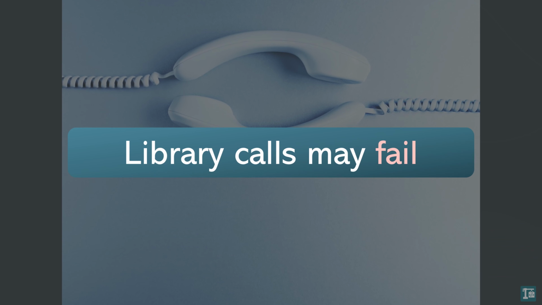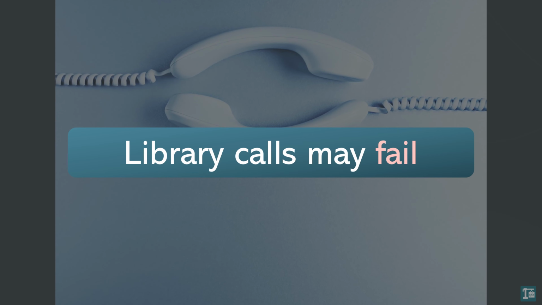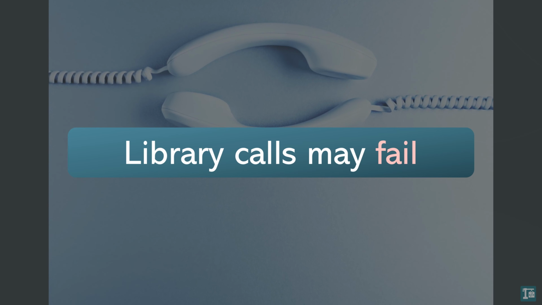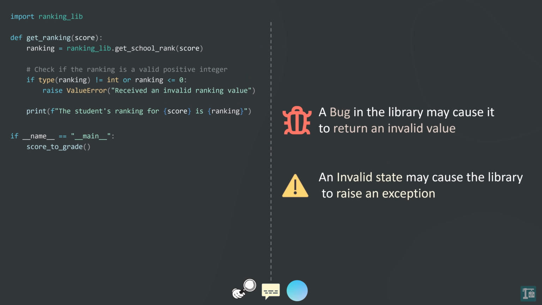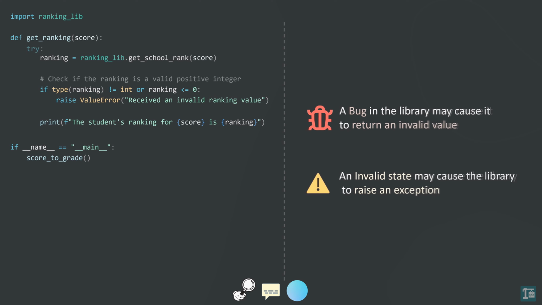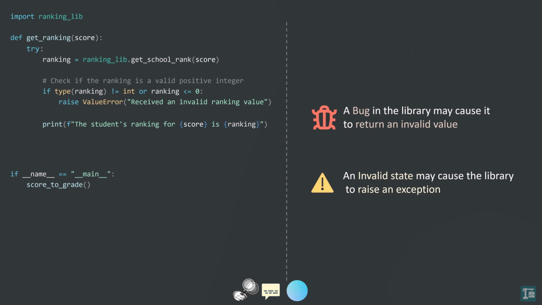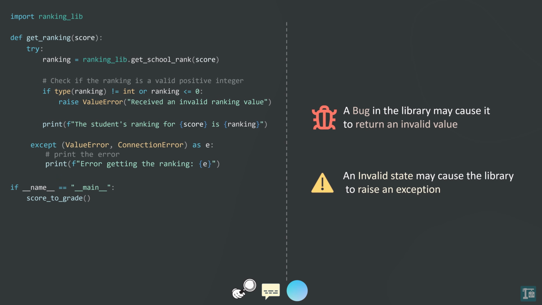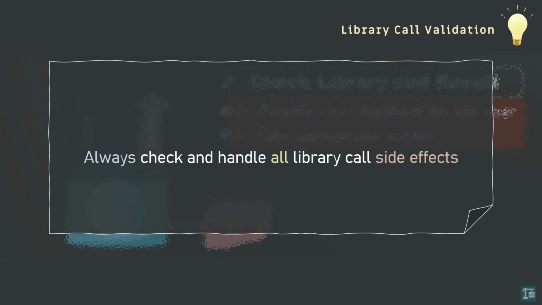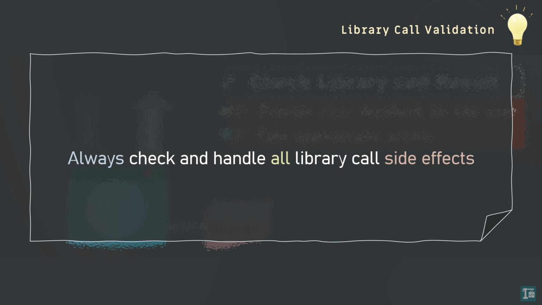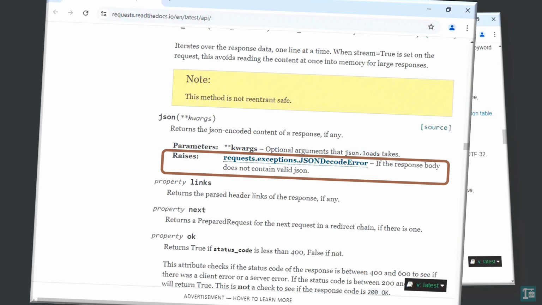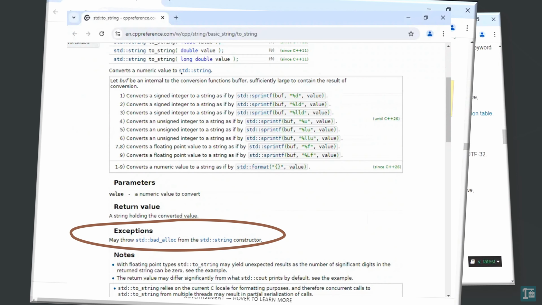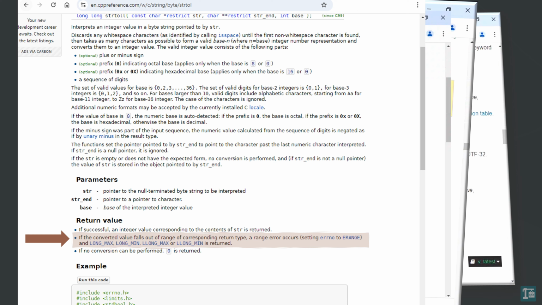One golden rule when designing programs that make library calls: library calls can fail. To handle that, we check if the return value of the library call is a positive integer and raise an exception if it is not. Then we handle possible exceptions that the library call might raise. It's crucial to check and handle all side effects of library calls. You can find these side effects in the library documentation, so make sure to review and handle them accordingly.